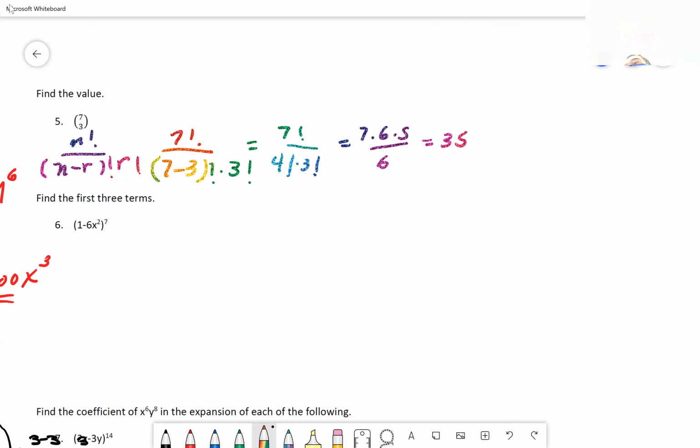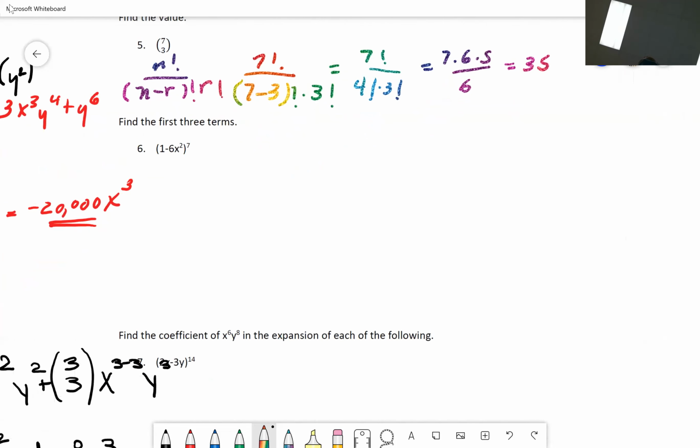Did you guys complain about that one? No. Okay. If you gave me a grade with all of that, that's like just a page of factorial.